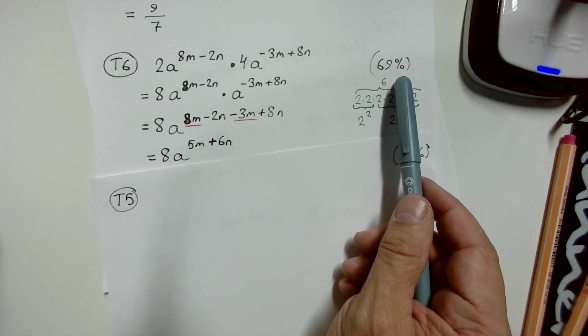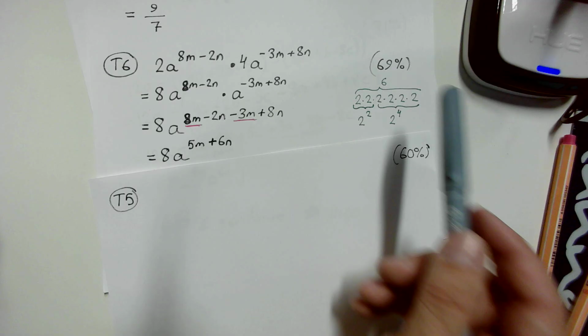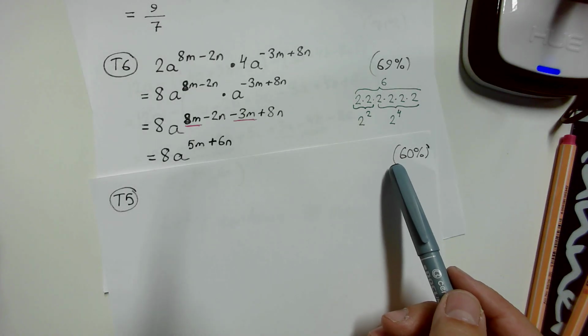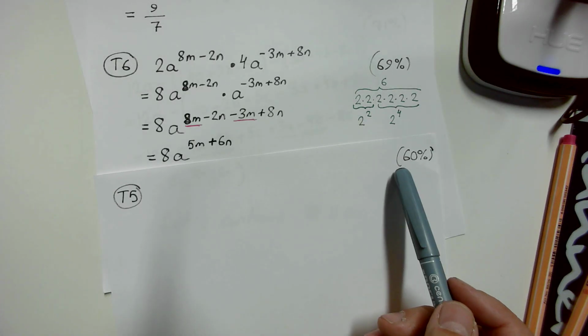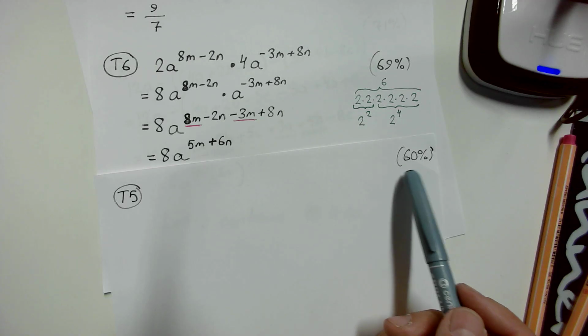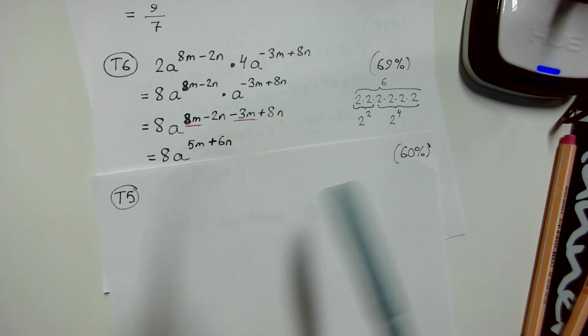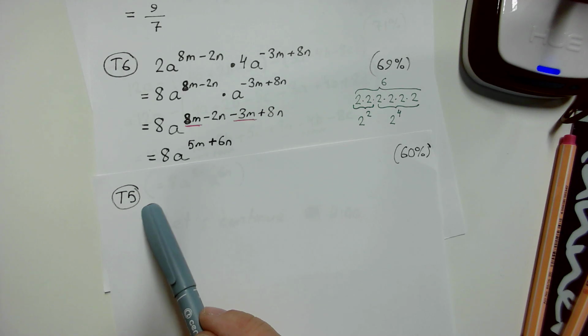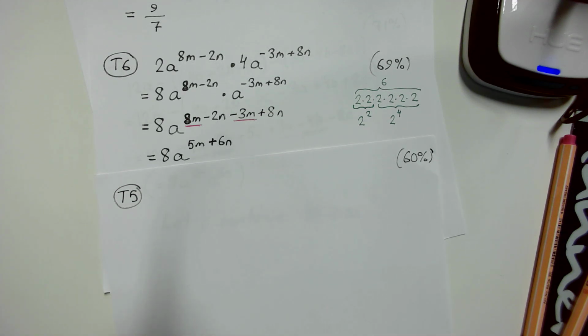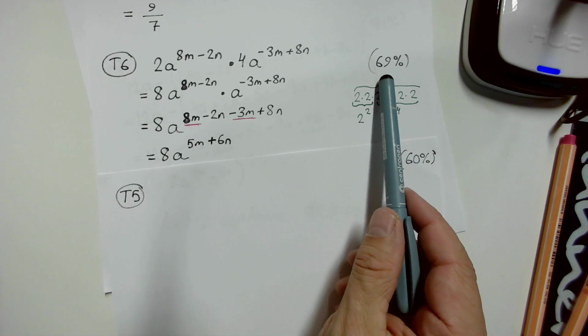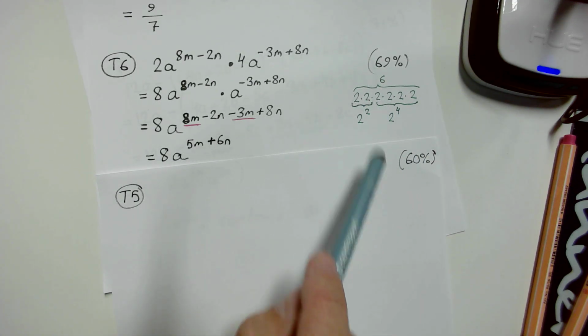The percentage in problem 6 was higher than in problem 5. So this means that 60% of students who made this problem in the test could make it correctly. They got the right answer. But in this problem, 69%, so almost 10% more.